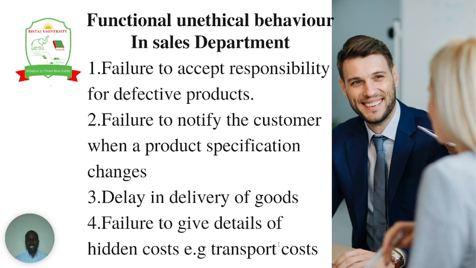The other one is failure to notify the customer when a product specification changes. There are those customers who really rely on product specification. They are keen on that. So when you change those specifications, for example, for consumable items, like drugs or food items, someone is consuming an item X because of the specifications that are in that item. So when those specifications change, it is ethically right to communicate that information to customers in order for them to understand and make a decision on whether to continue using the product or not.